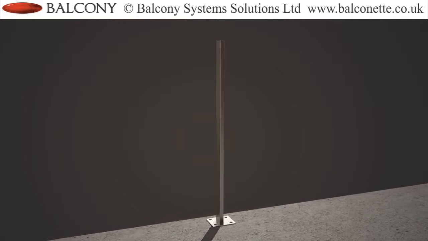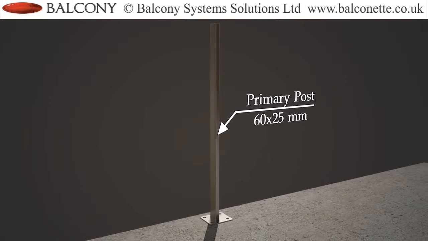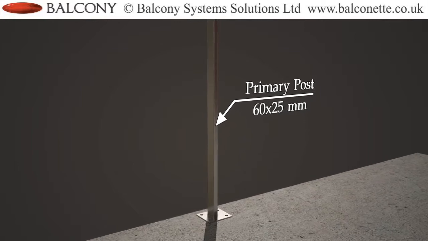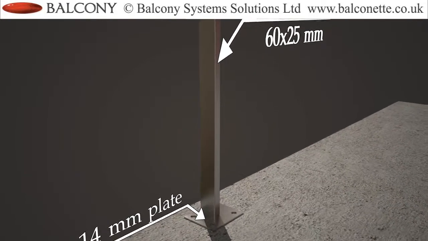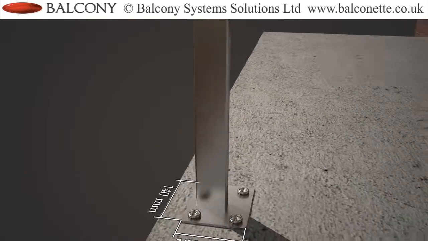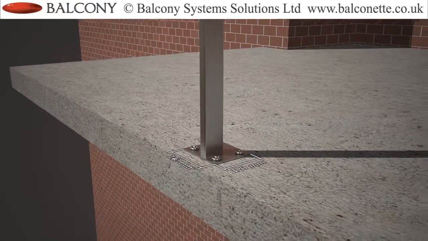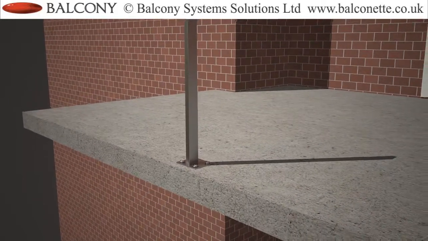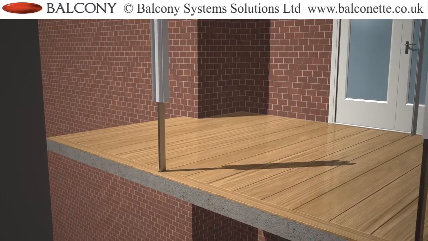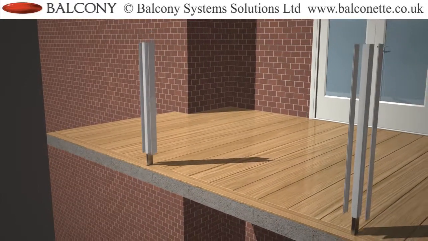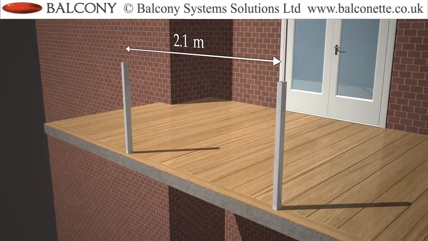On Balcony 2 system, the primary post is made from a rectangular steel section 60 mm deep by 25 mm width. The post is welded to a 14 mm thick base plate measuring 140 mm by 120 mm. These posts are usually installed beneath the finished floor level and then, on final installation, covered by the Balcony 2 system's cover post.